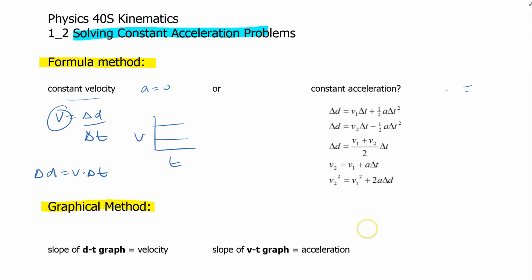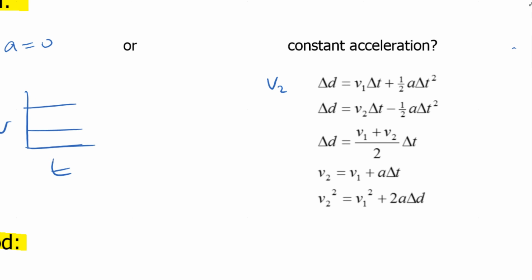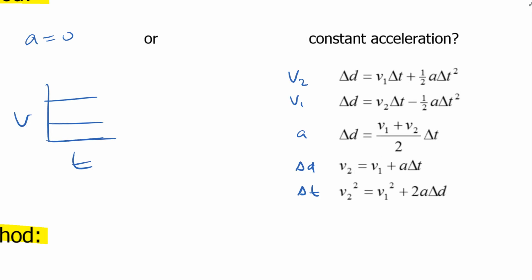In our first formula, I'll note, just for a little method for picking them, this is the one that does not have v2. Our second formula is the one that does not have v1. This one does not have acceleration. This one does not have delta d, and this one does not have delta t. It wouldn't be a bad idea to have that on your formula sheet, and I would allow you to use it for quizzes just to help you pick things out.